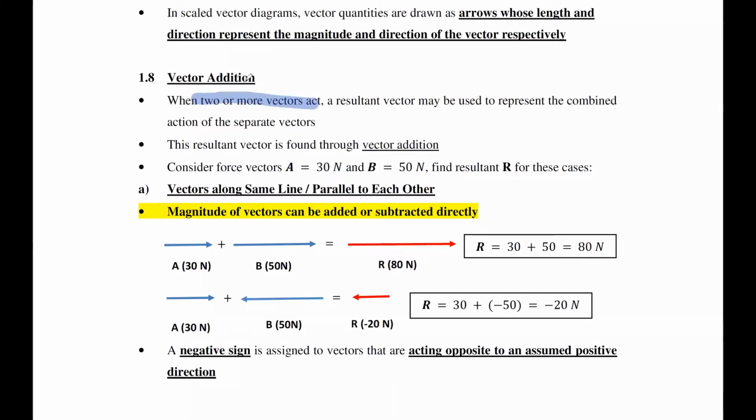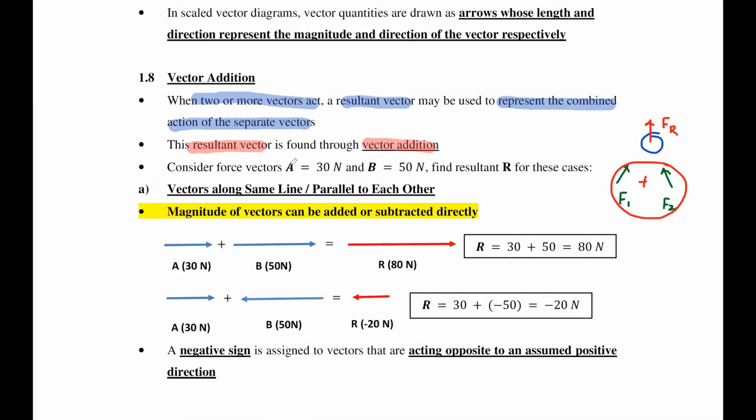When two or more vectors act, a resultant vector may be used to represent the combined effect or action of the separate vectors. Consider an object right now. There are two separate forces acting on it, forces F1 and F2. The combined effect of these two forces can be represented by a single resultant force. To find a resultant vector, it is done through vector addition.